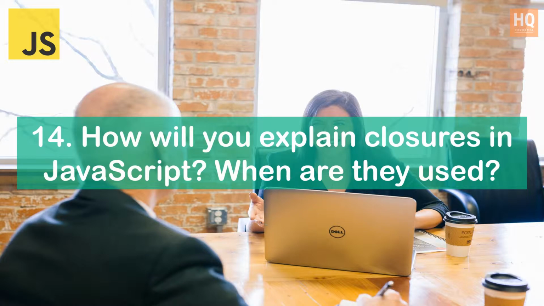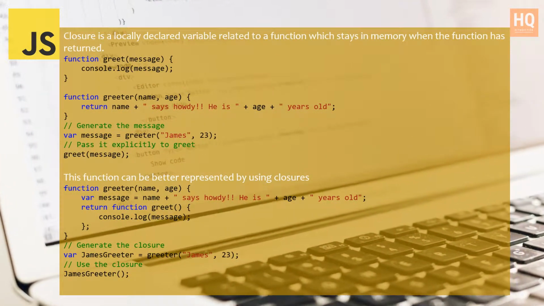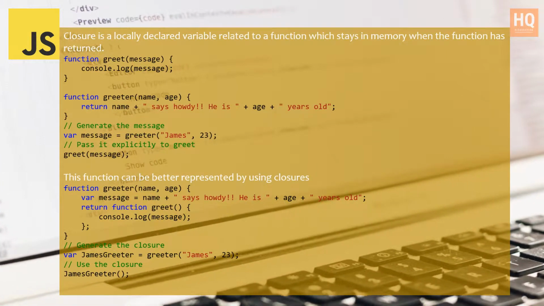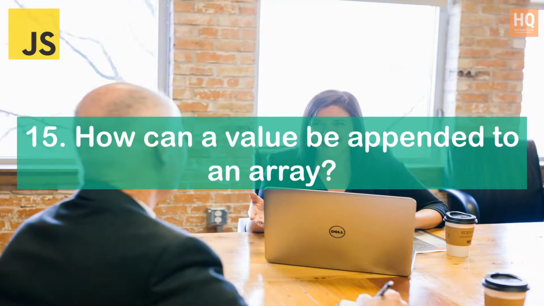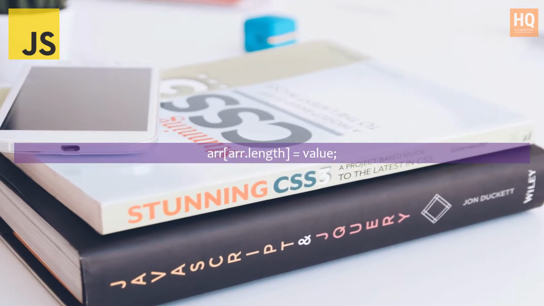How will you explain closures in JavaScript? When are they used? Closure is a locally declared variable related to a function which stays in memory when the function has returned. Here is an example. How can a value be appended to an array? A value can be appended to an array in the given manner as shown here.